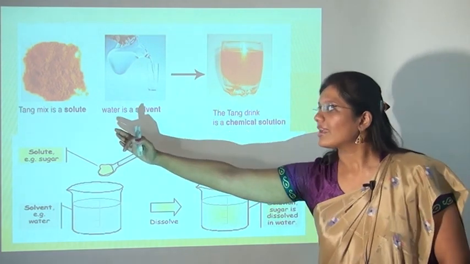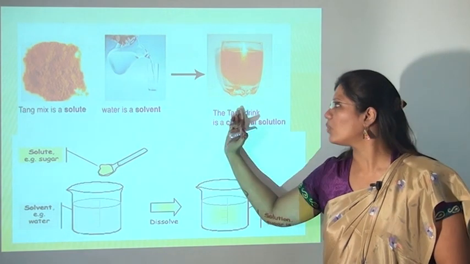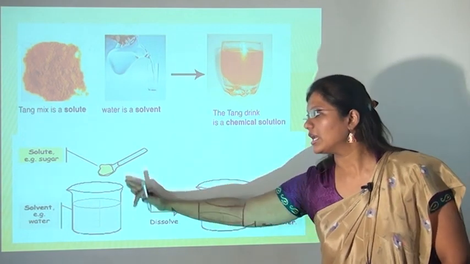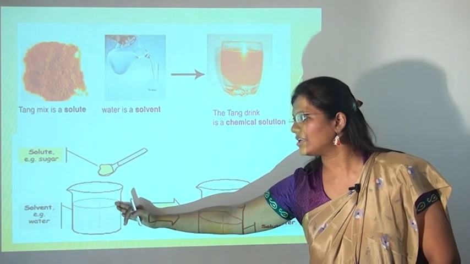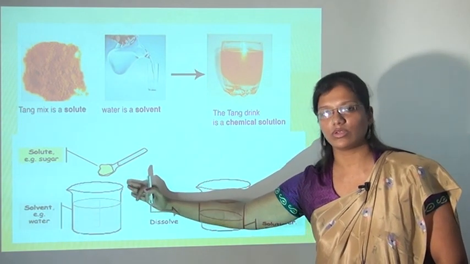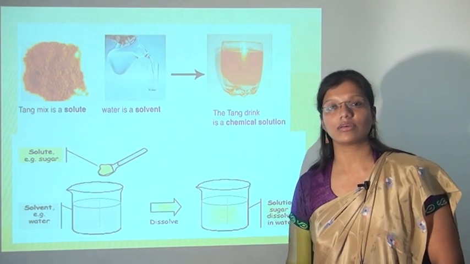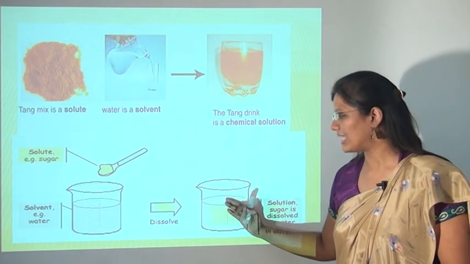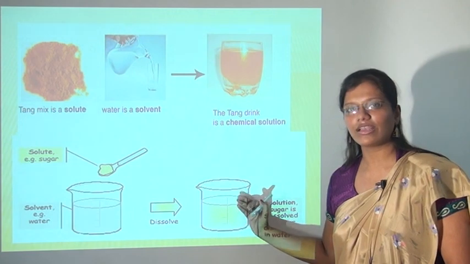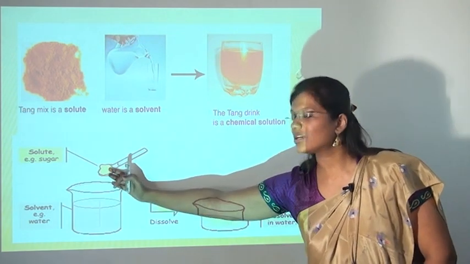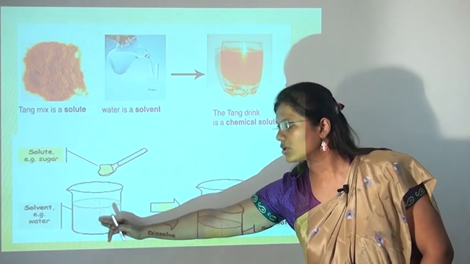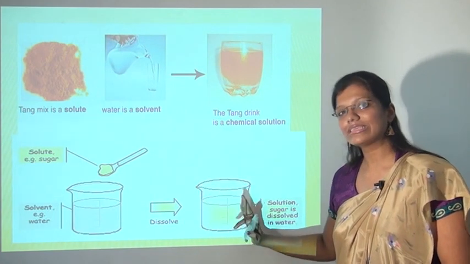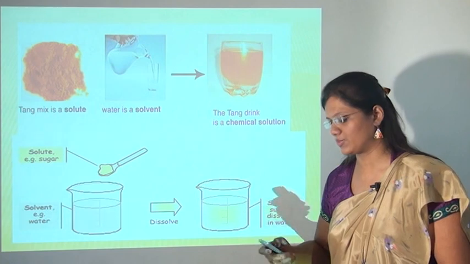So here your Tang mixture is the solute, water is the solvent, while the Tang drink is the chemical solution. In the same way, another example is sugar water. When you take one tablespoon of sugar and add it into water, the sugar is the solute, while the water is the solvent. And the whole sugar solution, which contains both sugar and water, is known as the solution.